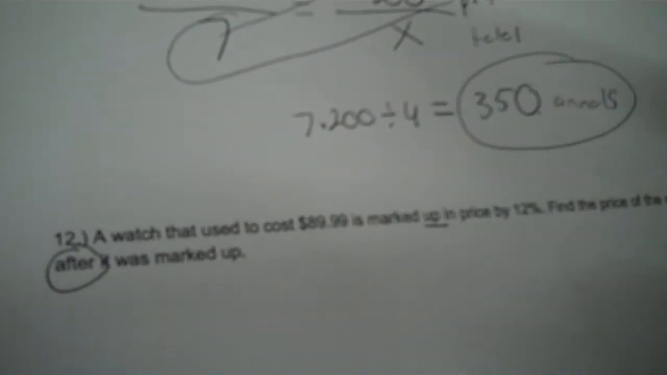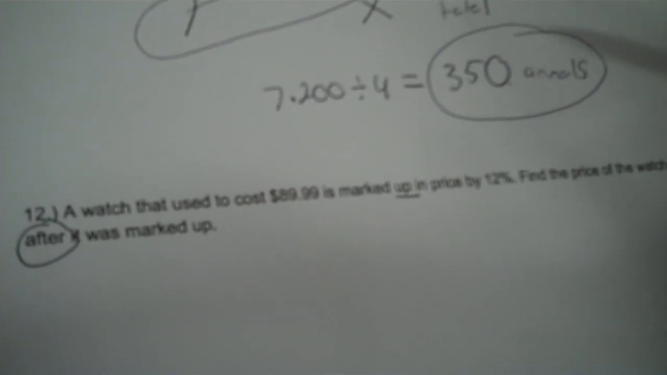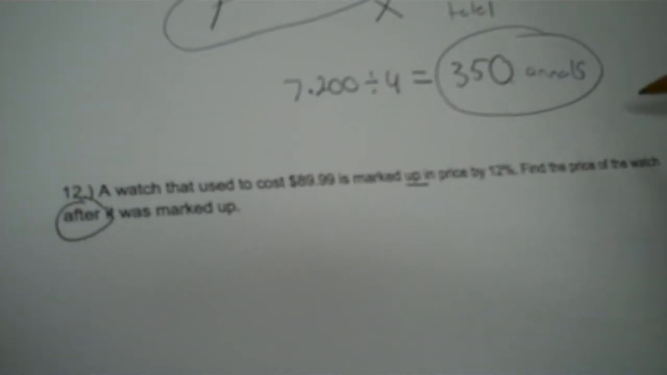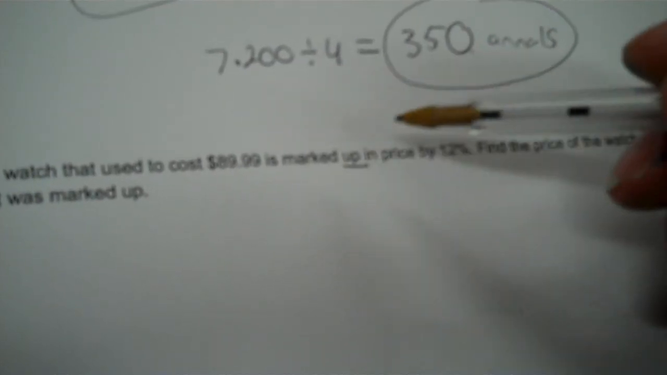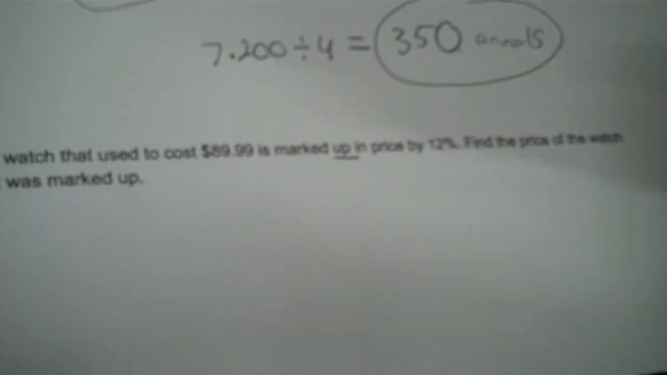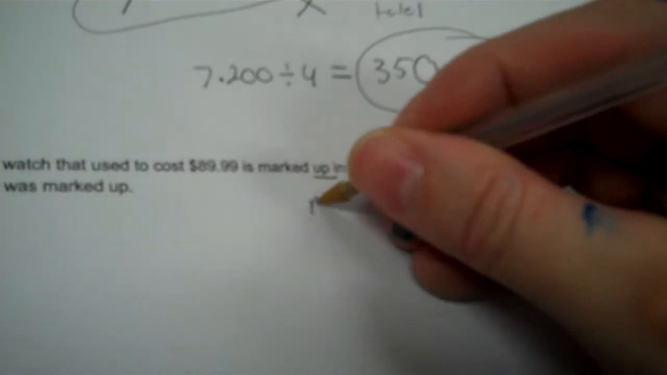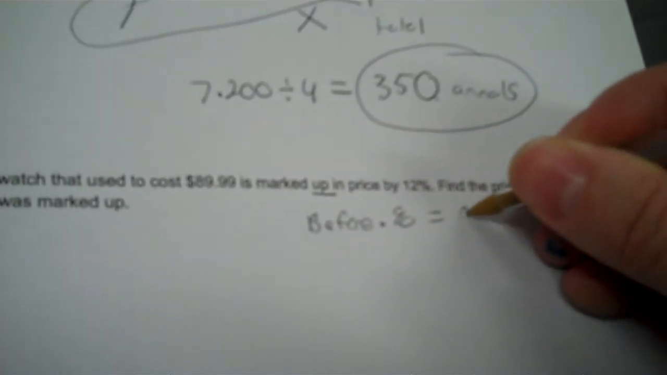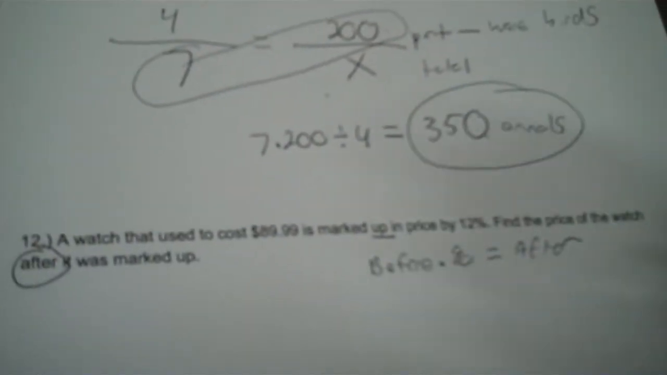Okay, number 12. A watch that used to cost $89.99 is marked up in price by 12%. Find the price of the watch after it's marked up. Now, it's an addition of a percent, up, because it's added. So when you're doing these adding and subtracting percents, percent increases and decreases, you use before times percent equals after. So it's a totally different ball game than just going to the proportions.